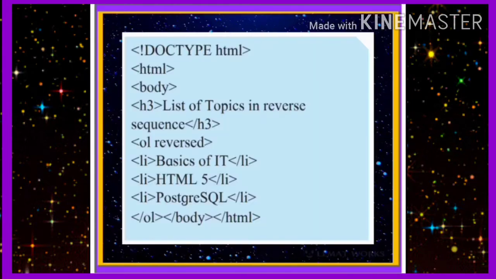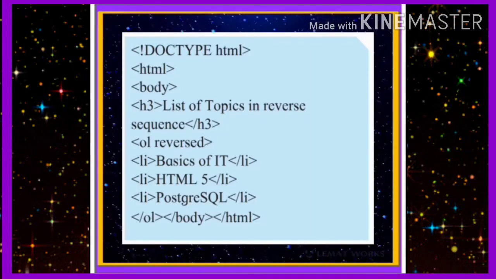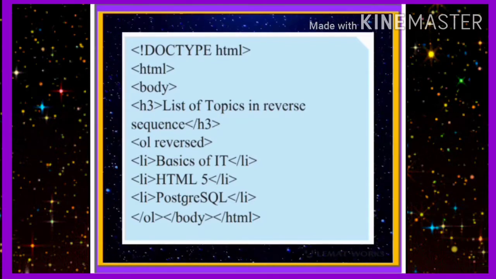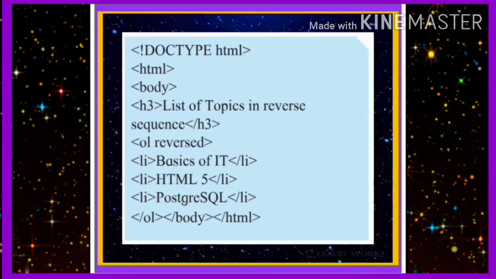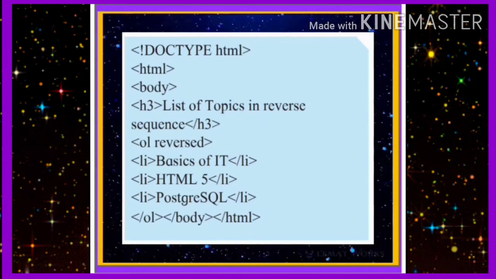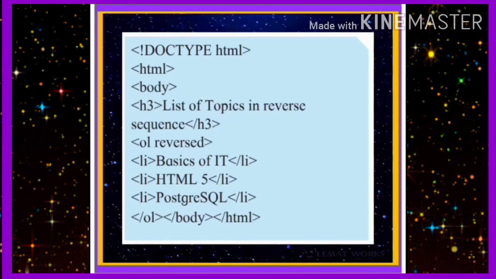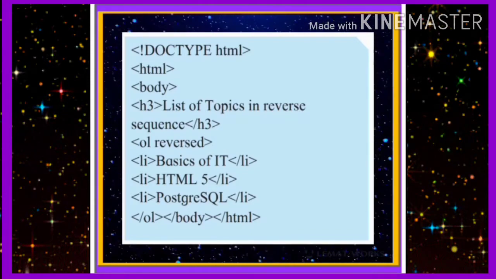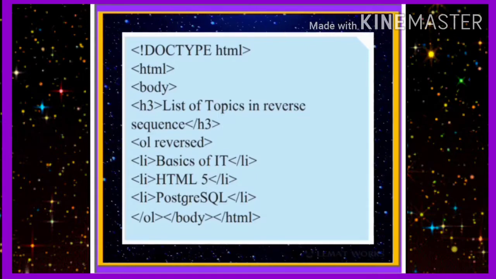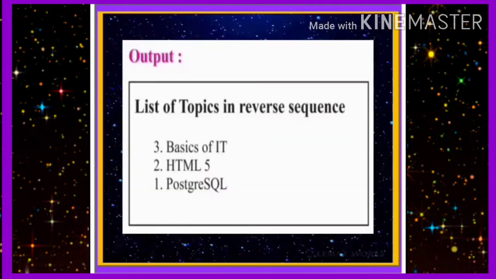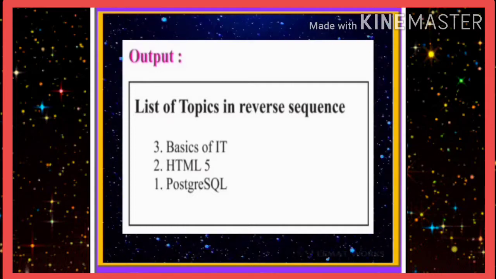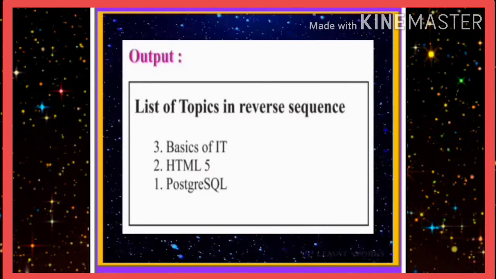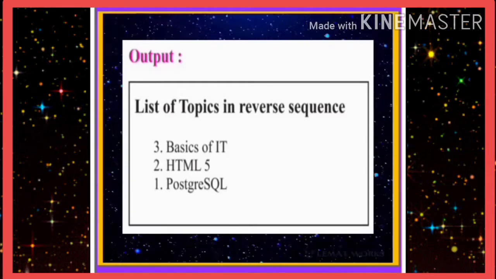Here is one example of reverse sequence. In this example, the reversed attribute is used in OL tag having the three elements: basic of IT, second is HTML5 and third is PostgreSQL. Just save the program, run on the browser and see the output. You will get the reverse list, that is reverse sequence. Here the reverse order is 3 to 1 as there are three elements.